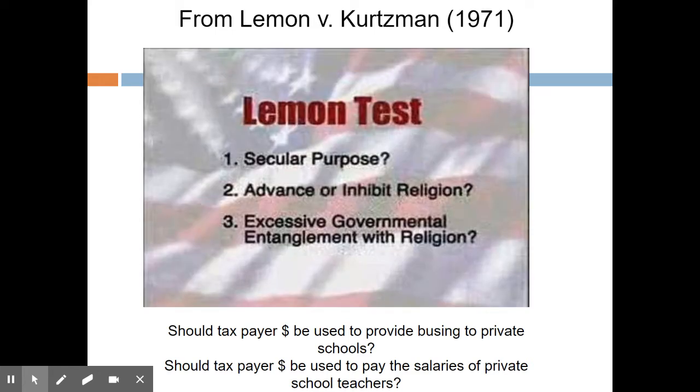So another non-mandatory case, but Lemon v. Kurtzman in 1971 established what the Supreme Court still uses today to decide if the government's actions violate the Establishment Clause. It's called the Lemon test. Think of it as guidelines.